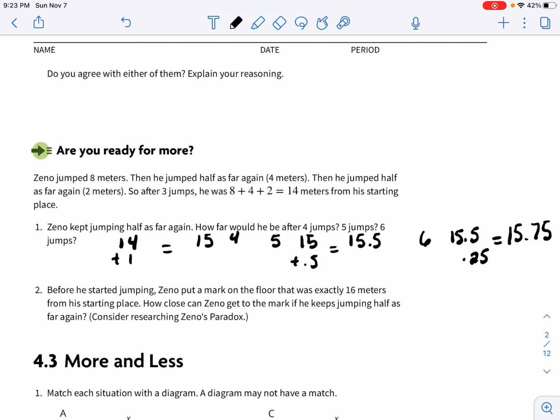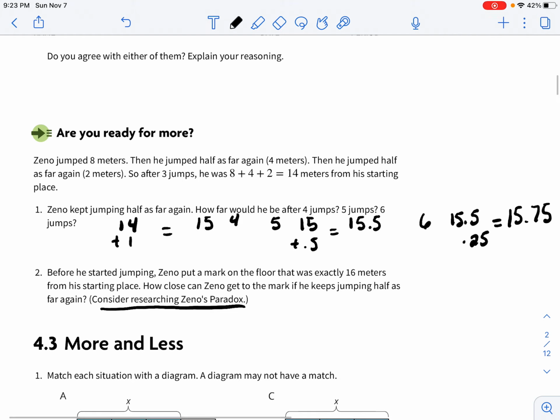Okay, so it says before he starts jumping, Zeno put a mark on the floor that was exactly 16 meters from his starting place. How close can Zeno get to the mark if he keeps jumping half as far again? So each time he keeps getting half the distance he needs to go. But the thing is with that, he'll get very close to it, but he'll never actually get right up to the mark. So you can work it out, but if you want, consider researching Zeno's paradox. He keeps getting half the distance, which gets infinitely smaller and smaller and smaller, never reaching 16.